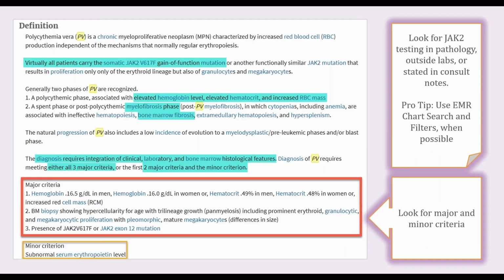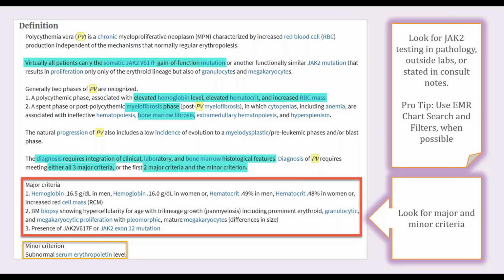Always make sure that you are consulting the heme database as well. This tool is phenomenal. It's so helpful. It's here to help us navigate these cases. So as you can see, there's some background information on PV as well as diagnostic criteria. And the diagnosis does require integration of clinical labs and bone marrow biopsy. So in order to have a diagnosis of PV, 3 major criteria must be met, or 2 major criteria and 1 minor criteria. And we'll take a closer look at that in a minute.